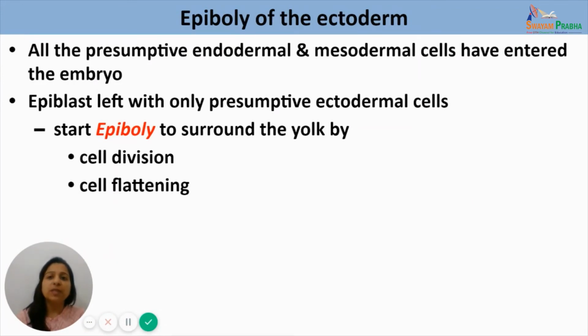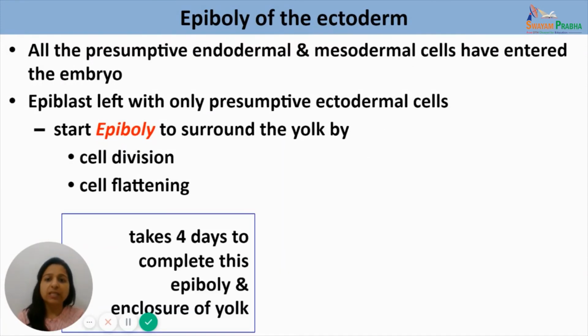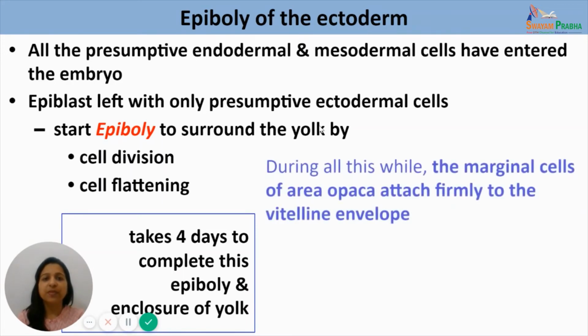So after all the presumptive endodermal and mesodermal cells have entered the embryo, the epiblast is left with only presumptive ectodermal cells. And the ectodermal cells start epiboly. Epiboly is the type of gastrulation movement in which the outer ectodermal cells expand by cell division and cell flattening so as to surround the whole of the embryo. And it takes almost 4 days to complete this process of epiboly and enclosure of the yolk.